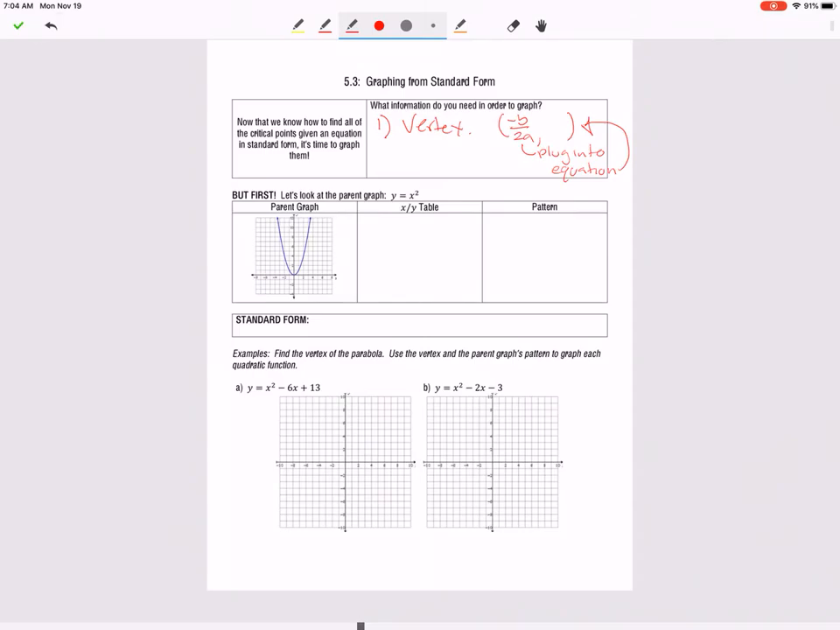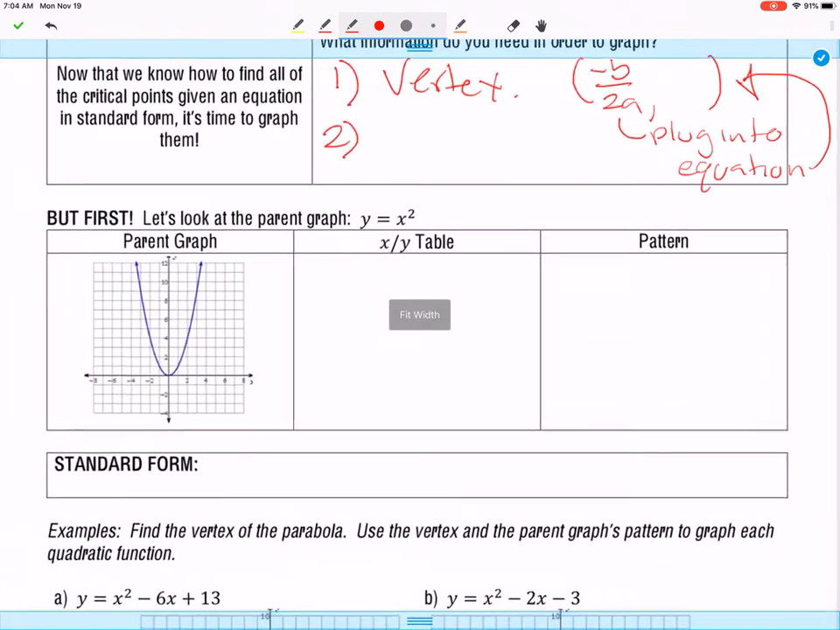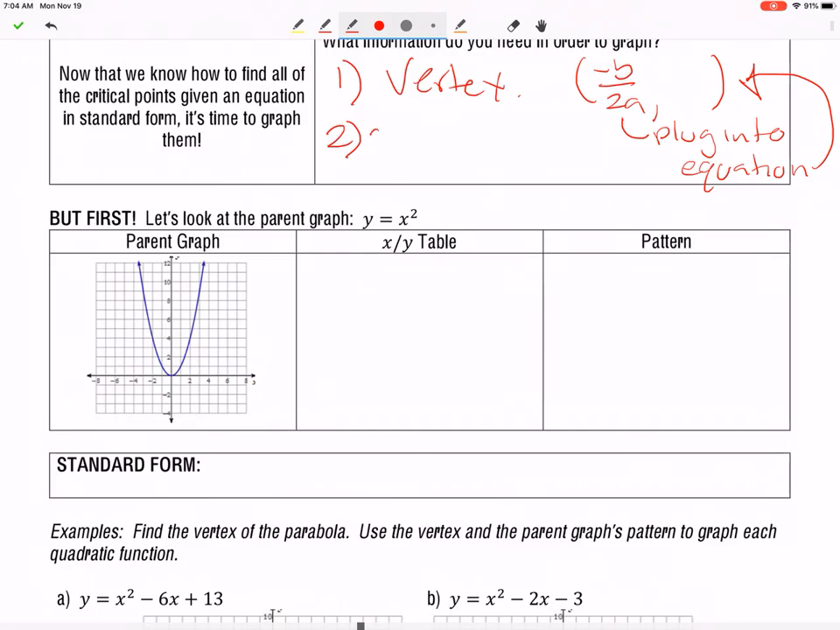All right, and then the second thing we need is the growth pattern. And we'll talk about that in this section. Once you have those two things, you can graph any parabola, given an equation. And when you do graphing, we need to make sure we have 5 points. Okay, and we'll talk about that some more as well.